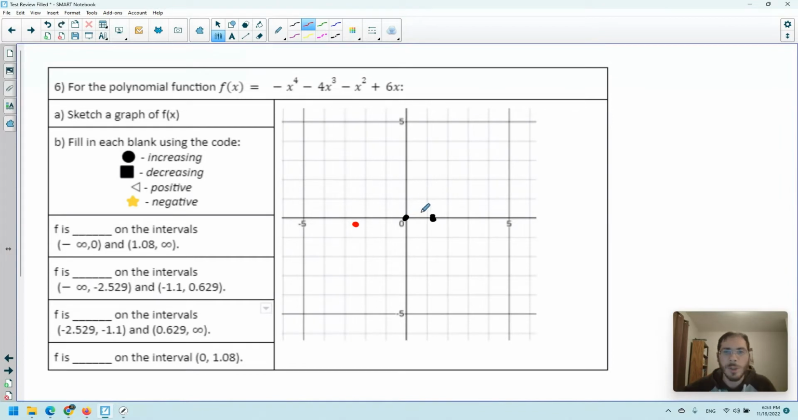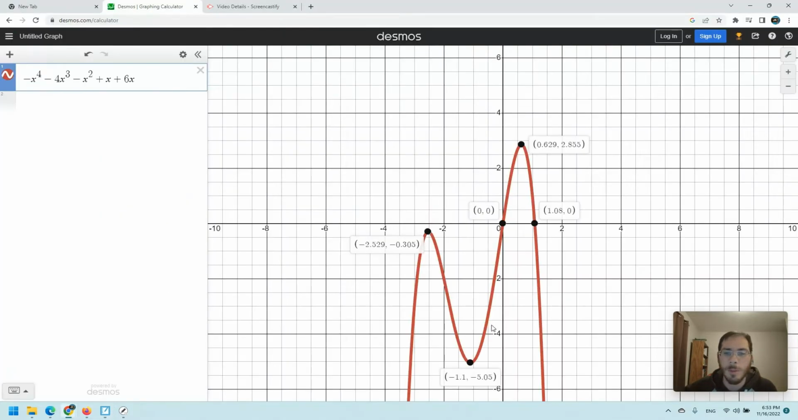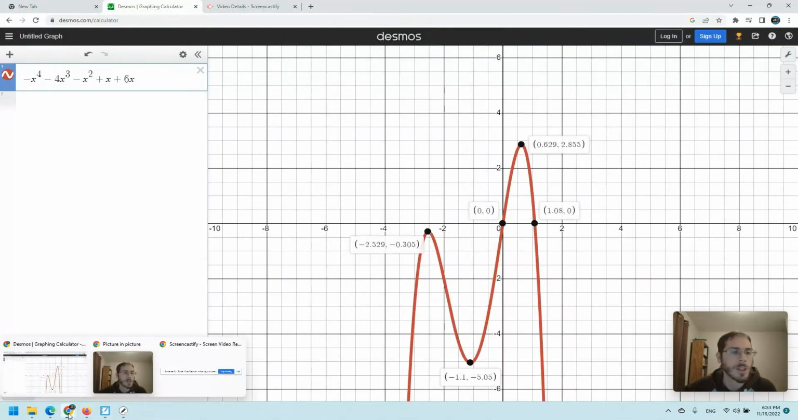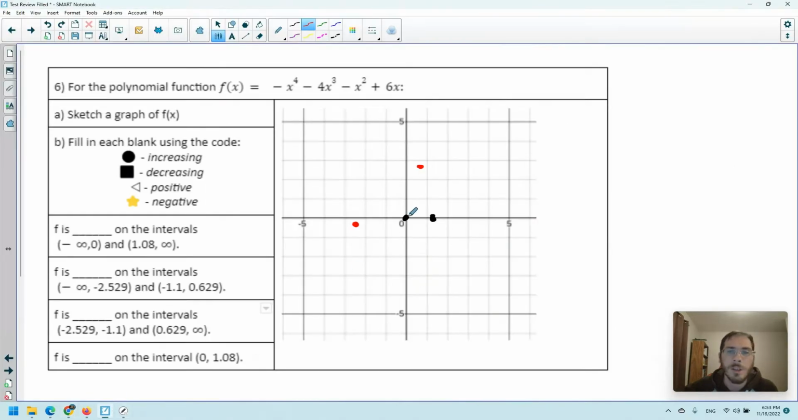So right about there. Now we also need the minimum. So let's grab our minimum. Our minimum down here is negative 1.1, negative 5.05. So negative 1.1, 5.05, a little bit past negative 5.